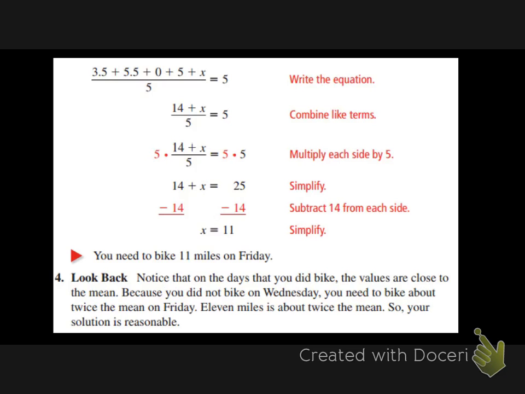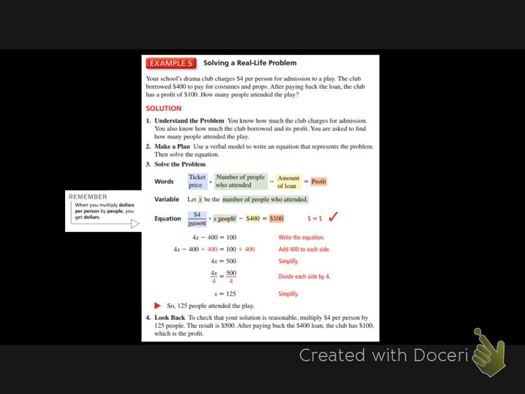So let's look at one more example here of a real life situation. Your school's drama club charges $4 per person for admission to a play. The club borrowed $400 to pay for costumes and props. After paying back the loan, the club has a profit of $100. How many people attended the play?